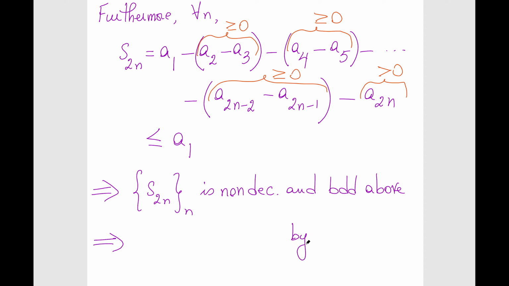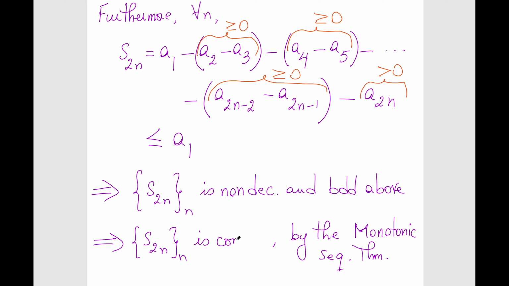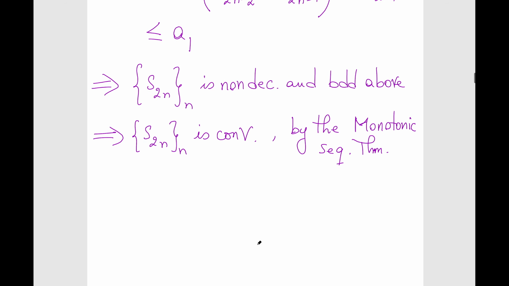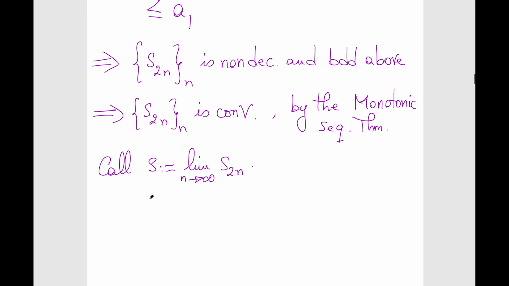the monotonic sequence theorem that we talked about in the sequence section, what can we say? We can say that the sequence S2n, the sequence of even partial sums, is certainly convergent. So this is a convergent sequence. Call its limit S, because that limit exists now. We know that this is going to converge, so call the limit S. Make sense? All right.